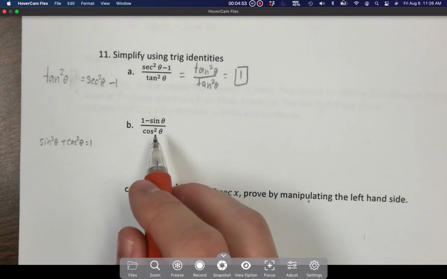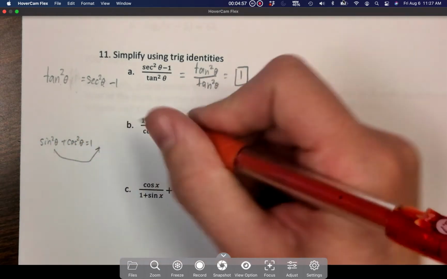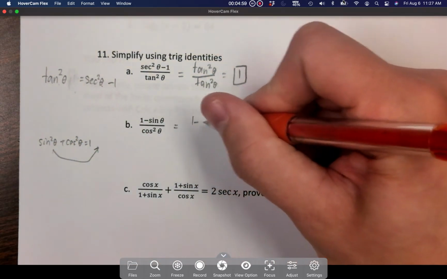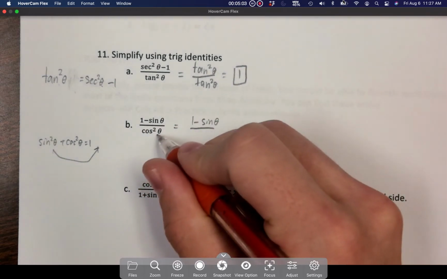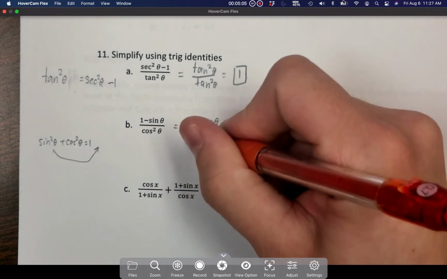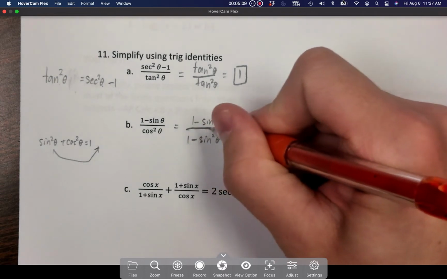The denominator has squared trig. We're actually working with the denominator. So same idea. If I move that over, I'm just going to do that in my head. I'm going to now be able to say cosine squared theta is equivalent to 1 minus sine squared theta.